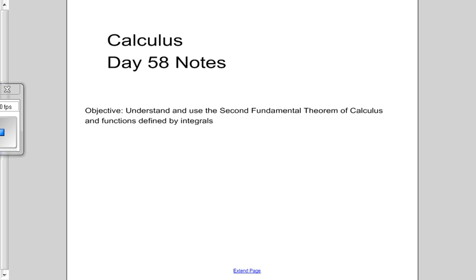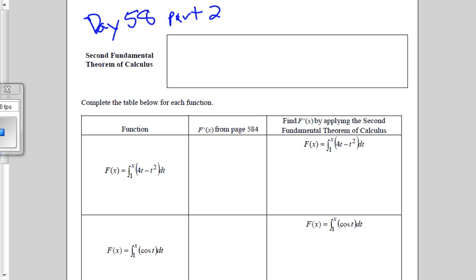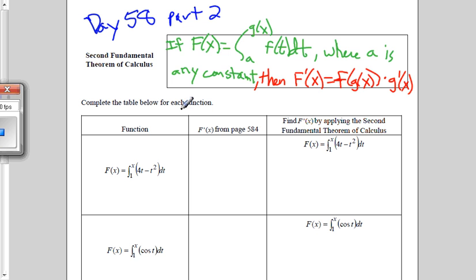Okay, we're on AP Calculus, Unit 7, Day 58, Part 2. So what we're going to do is get into the second fundamental theorem of calculus. It says if I have F of x, and I'm taking the integral of f of t dt, and my interval is from a to g of x, so a is a constant and g of x is some function.